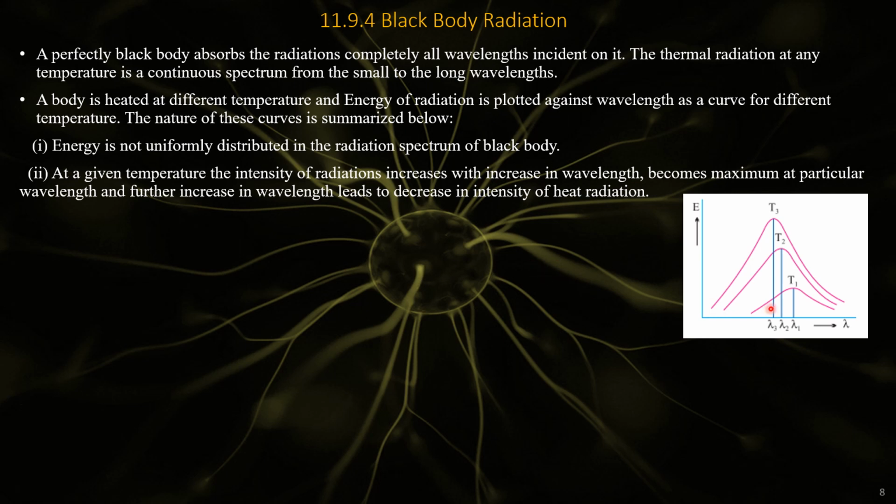At a given temperature, say T1, the intensity of radiation increases with wavelength. That is, if you increase the wavelength, the energy increases and reaches a maximum at a point lambda 1, which can also be represented as lambda 1m, that is lambda m. It becomes maximum at a particular wavelength, and if you increase the wavelength further, the intensity falls or decreases.